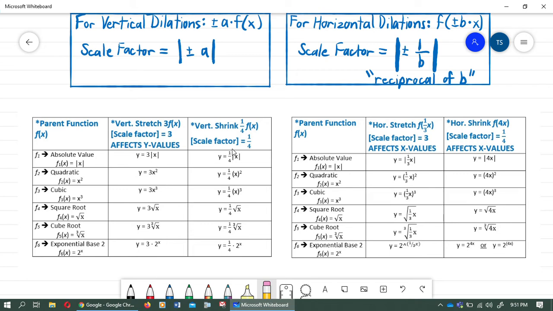But anyway, guys, again, you can see here for each of the equations that have a result for the vertical stretch, that number is being multiplied on the outside of the function. So you can see how the parent function looks and how it looks when you've got that number, the 3, being multiplied on the outside for this vertical stretch column here. And then you can see how each of these parent functions will look after a vertical shrink.